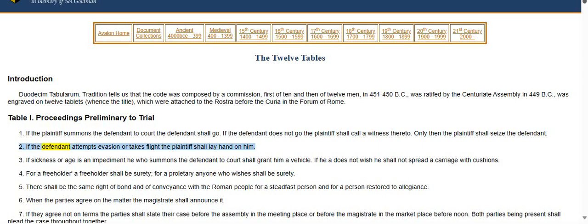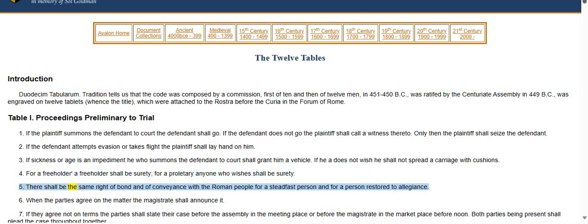2. If the defendant attempts evasion or takes flight, the plaintiff shall lay hand on him. 3. If sickness or age is an impediment, he who summons the defendant to court shall grant him a vehicle. If he does not wish, he shall not spread a carriage with cushions. 4. For a freeholder shall be surety, for a proletary anyone who wishes shall be surety.